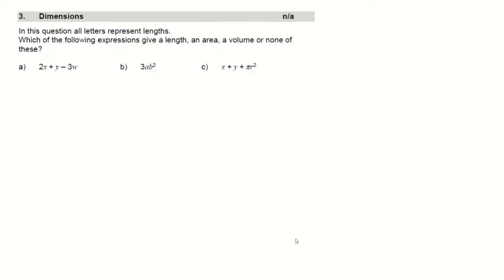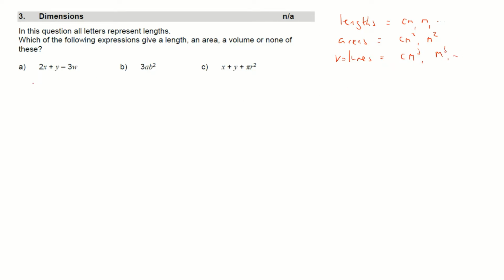Okay, then welcome back. Now, obviously, there's many ways to do this. I'll show you my method, but there are other ways to do it as well. So in this question, all letters represent lengths. Which of the following expressions give a length, an area, a volume, or none of these? Right, well, the trick here is to remember that lengths are normally measured in things like centimeters, meters, etc. Areas are in square units, like cm squared, meters squared, etc. And volumes are in cubic units, like cm cubed, meters cubed, etc.